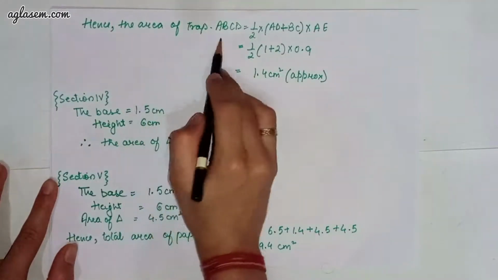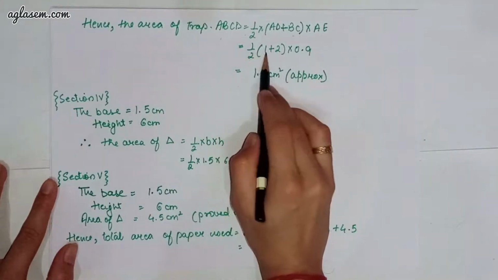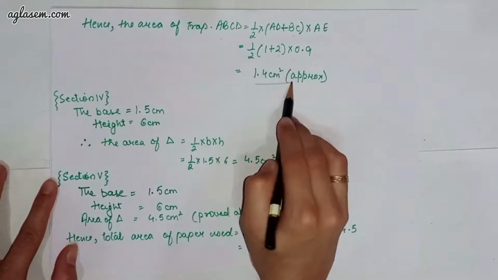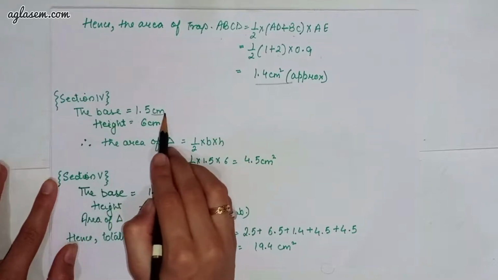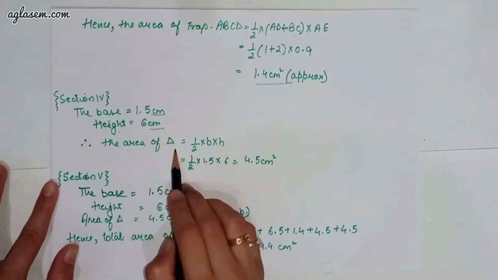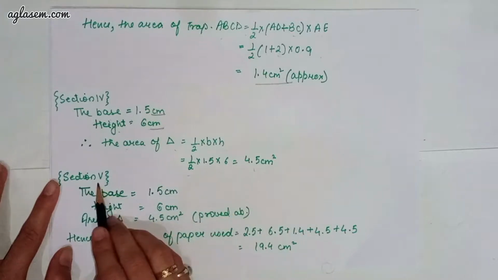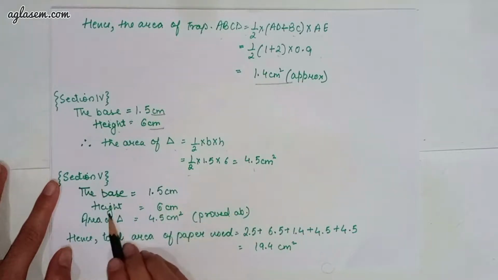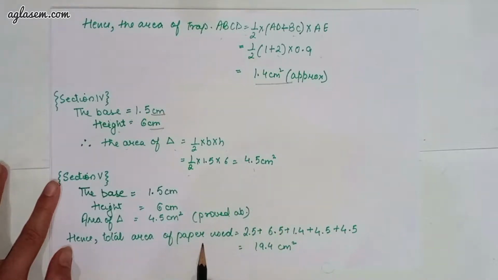Further solving, the area of trapezium ABCD is half into base into height, that is half into 1 plus 2 into 0.9, which will give you 1.4 centimeter square approx. And section 4 says base we have 1.5, height we have 6. The area of the triangle we can find very easily by applying half into base into height, which will give you 4.5 centimeter square. Further, section 5 says the base is given again, the height is given again, and the area of the triangle we similarly have to find. Further, the total area of paper used, by adding all the sections, we will get 19.4 centimeter square.